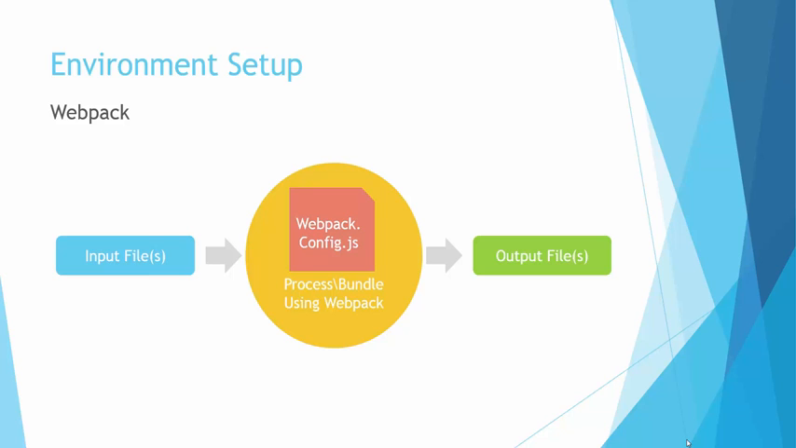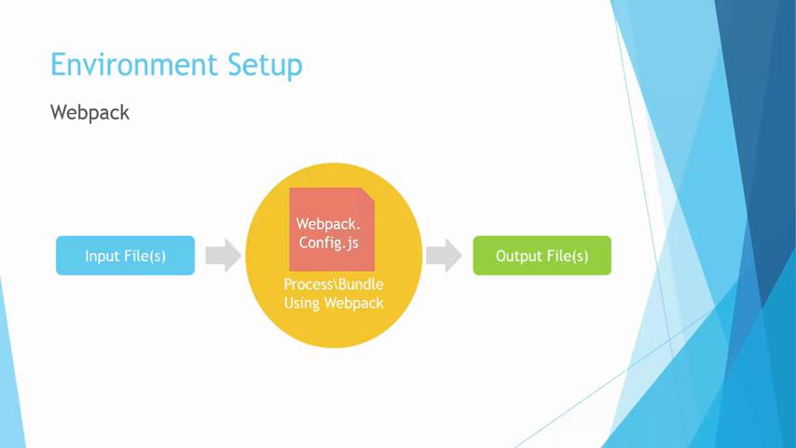There are certain rules defined in a file called Webpack config file. The rules would be what the input file should be, from where should it be picked up, and what the output file should be, and where should it be saved. That's very basic rule. Apart from that, we can give certain complex rules as well, which we will look in detail in upcoming videos.